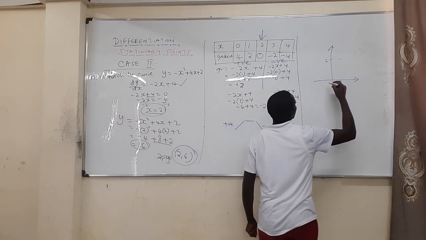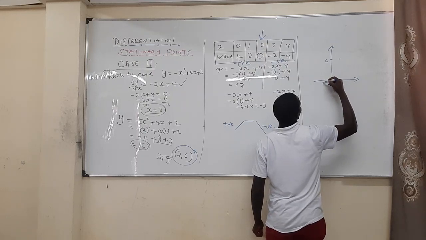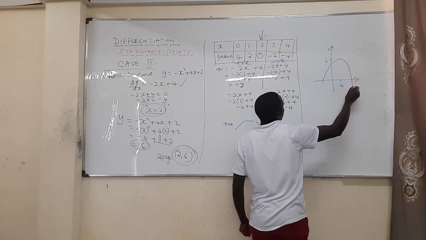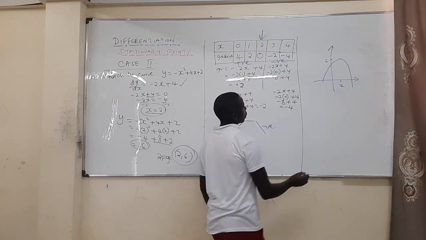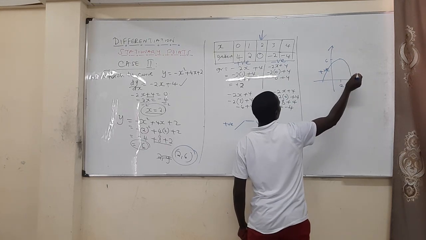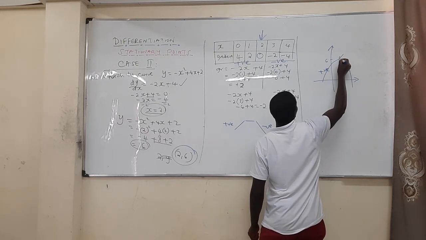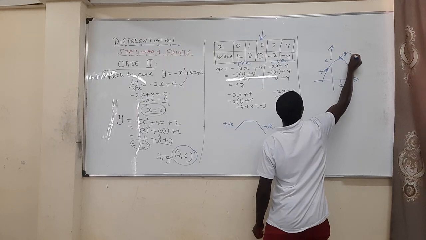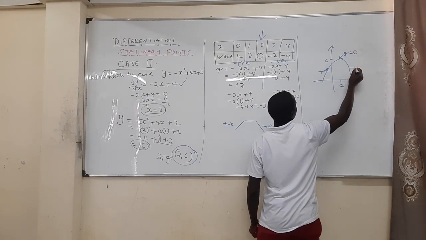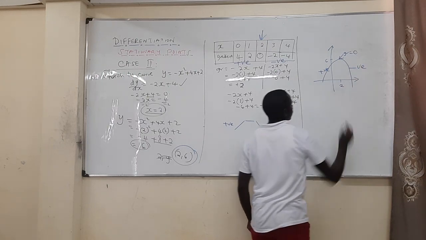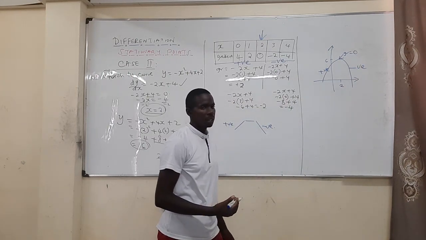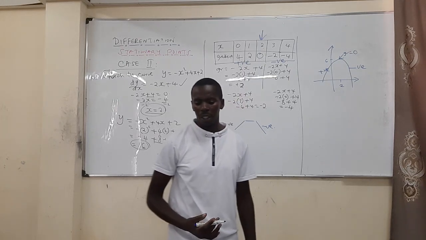So the curve starts on the lower side, goes up to that point, then turns back. On this side here, the gradient is positive, and then at the stationary point, the gradient is equal to 0. On the right hand side, the gradient is negative. So that is how you can sketch that and see the representation of that particular curve.